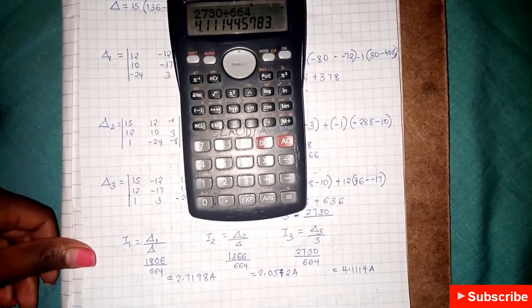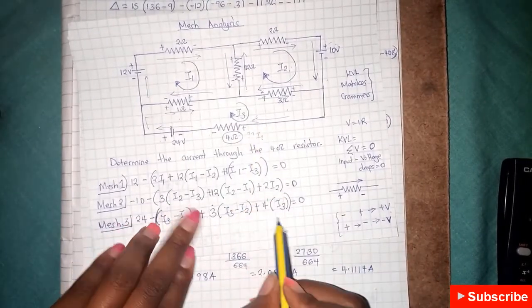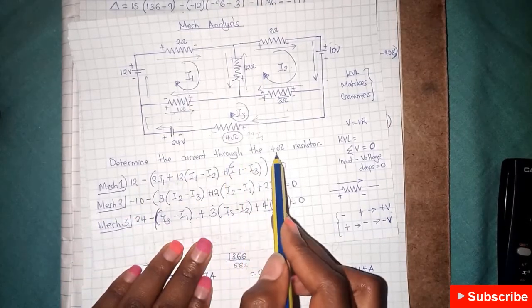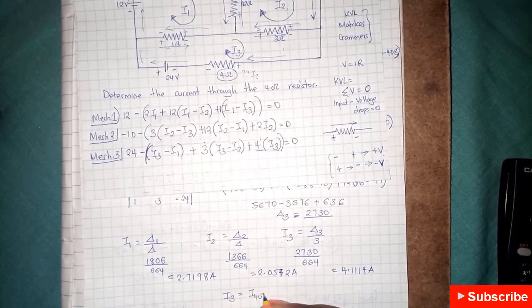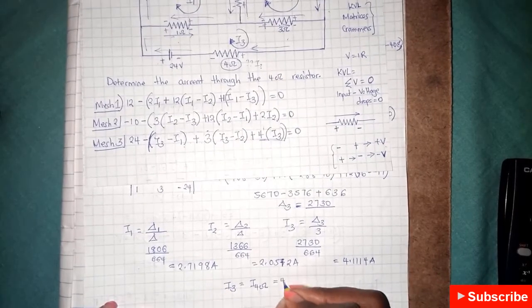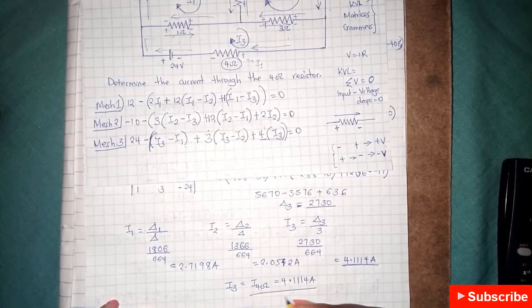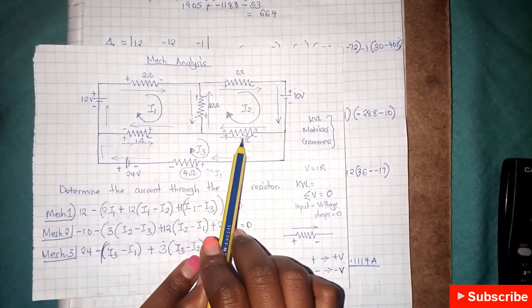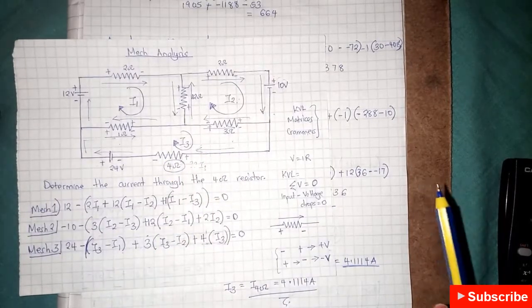Now looking at our equation, we had 4 here, okay, and only I3 passes through 4. That's why in this equation it was only 4I3, and therefore if we are asked determine the current through 4 ohm resistor, then that means I3, which is equal to I passing through the 4 ohm resistor, will be equal to 4.1114 amperes, and this is our answer. Okay, now in the case that you were asked current flowing through this, you would do it differently, but since we were asked only for this, then it's basically I3.